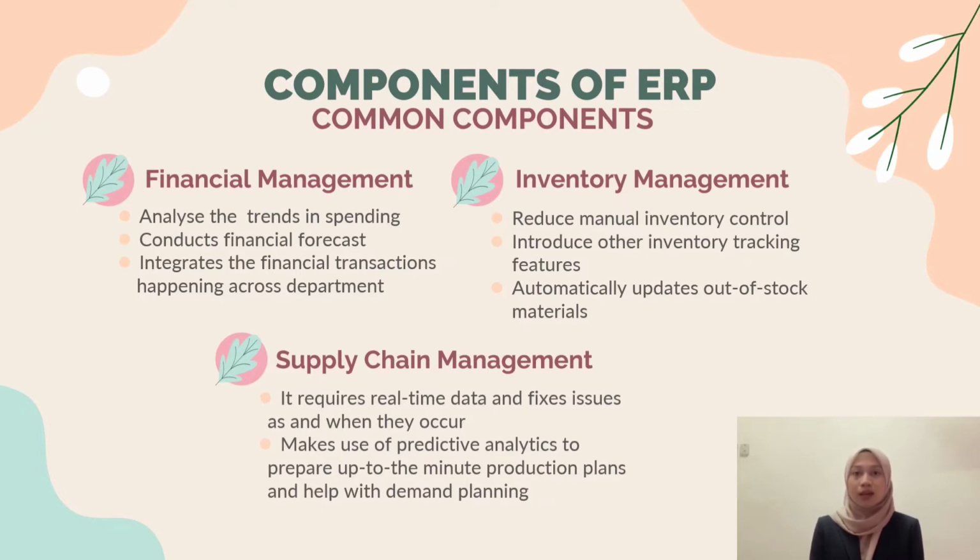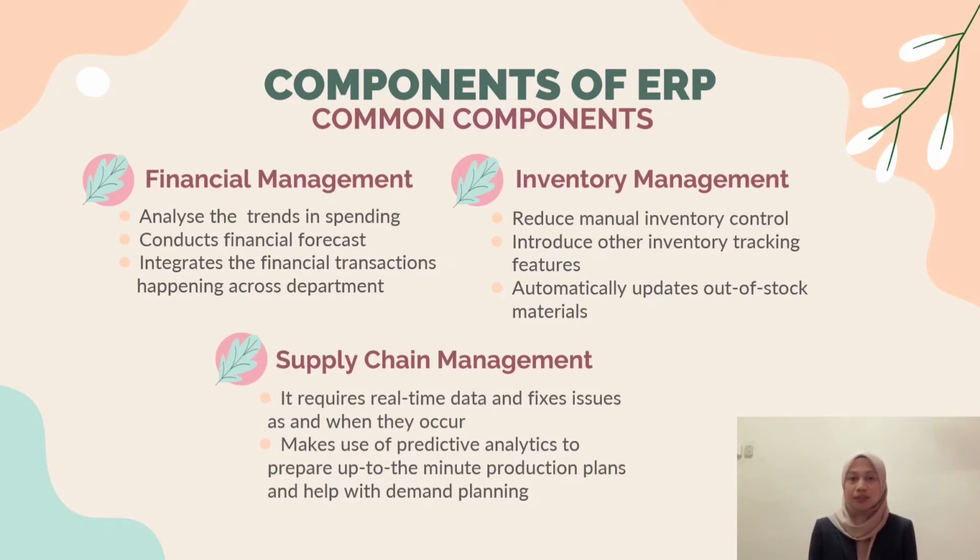The fifth common component of ERP is inventory management. Inventory management takes care of sales and warehousing as well. It automates inventory management by reducing manual inventory control and by introducing other inventory tracking features such as revision level tracking, multi-level serial number tracking, and SKU, stock keeping unit. It also automatically updates out-of-stock materials on business websites so that customers don't place orders for products that they don't have in the warehouse.